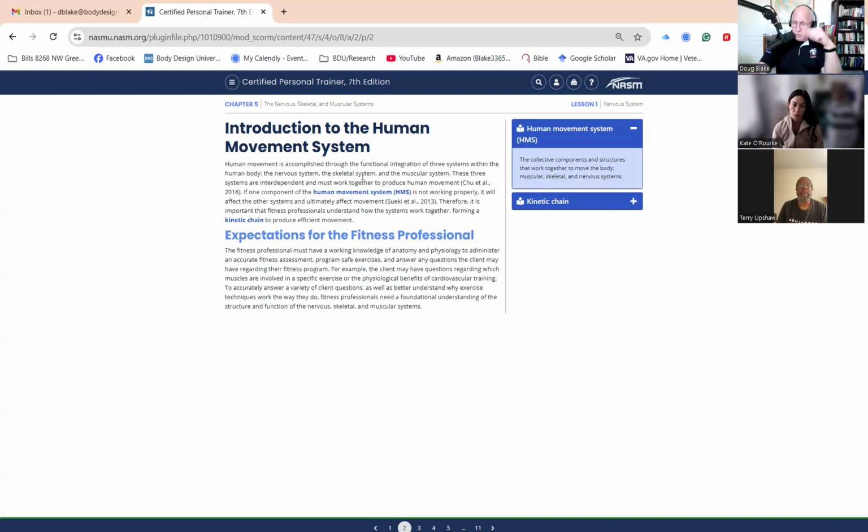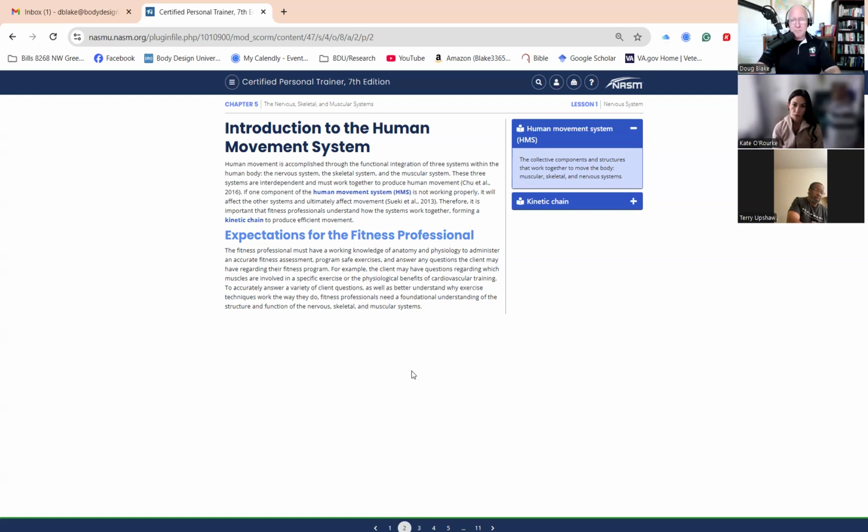So, introduction to the human movement system. As you're going through this, what are we looking for? When we're studying their textbook, we are looking for bullet points. Remember? Charts, tables, and figures. We're trying to be efficient. We don't have to read through everything in the book, but we're looking for those particular elements in the chapters that we can hone in on because we know that that's probably where they're going to get a lot of their questions from.